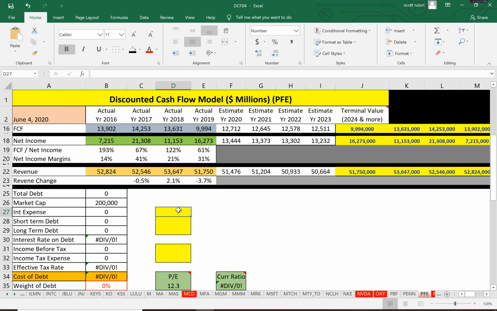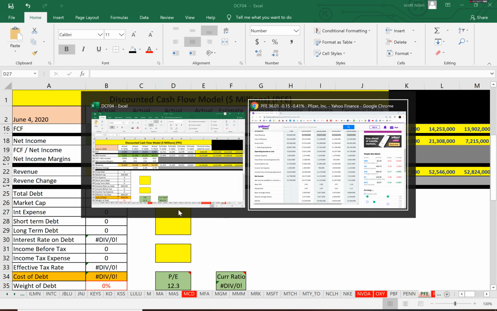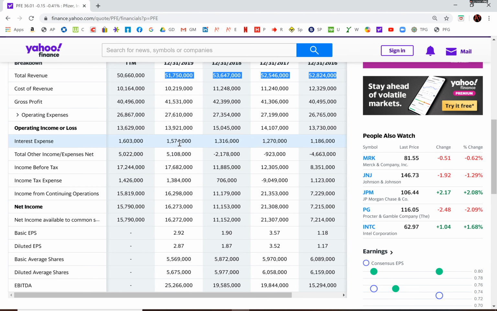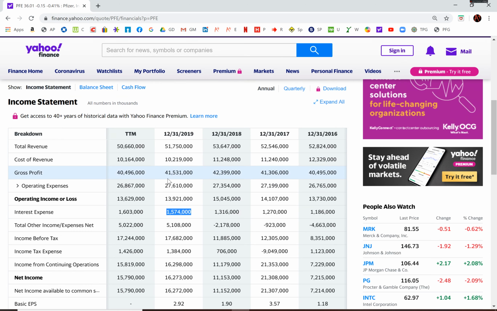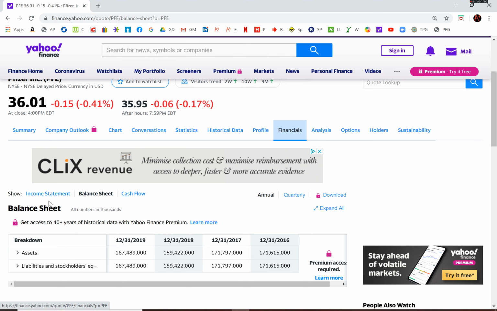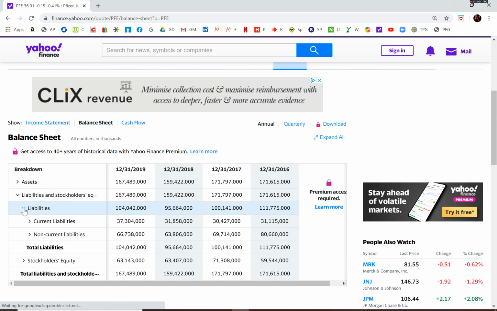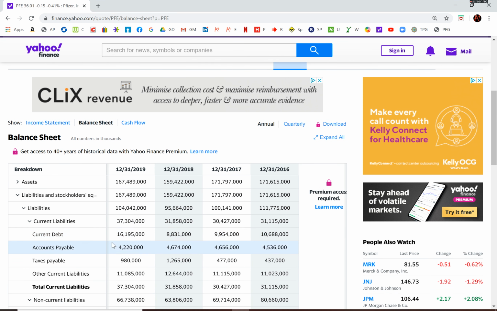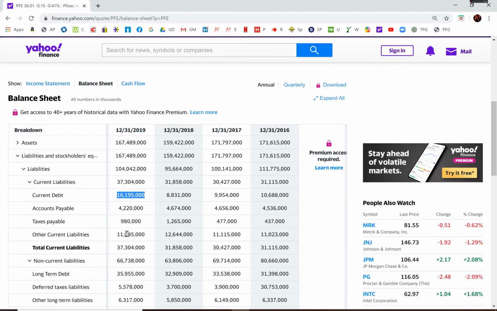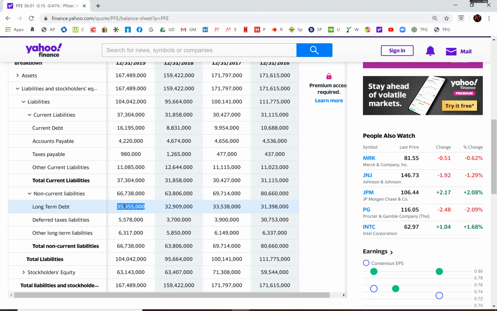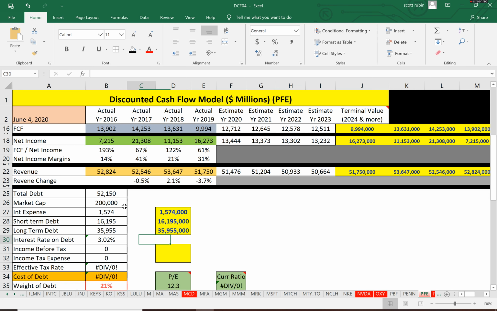And in order to discount the free cash flows, we need to figure out the capital structure of the company. So let's get their interest expense. That's the interest they pay on their debt. It's 1.6 billion. That's on the income statement. And let's see how much debt they have. We'll go to the liability section of the balance sheet. And the current debt is 16 billion, and non-current debt is 36 billion. So the interest rate they pay on the debt is 3%.